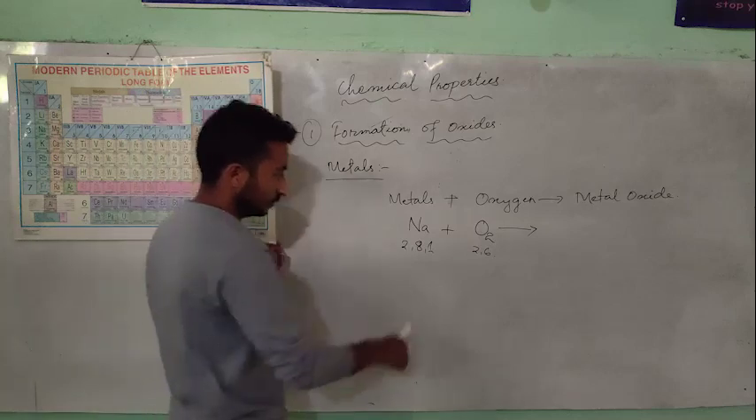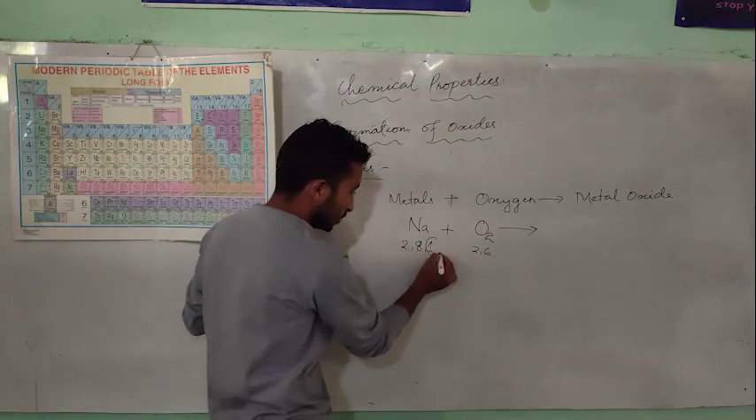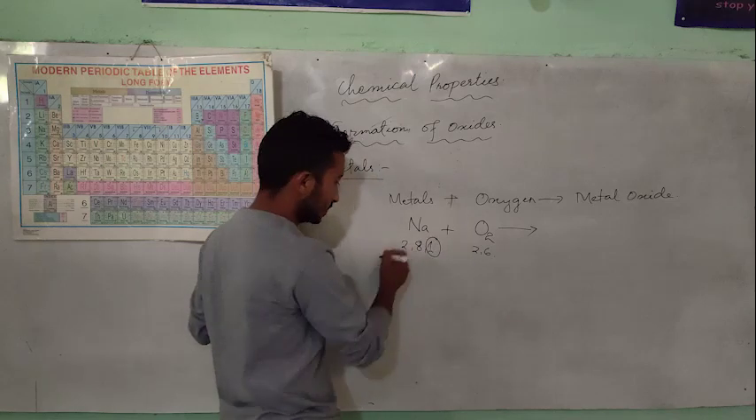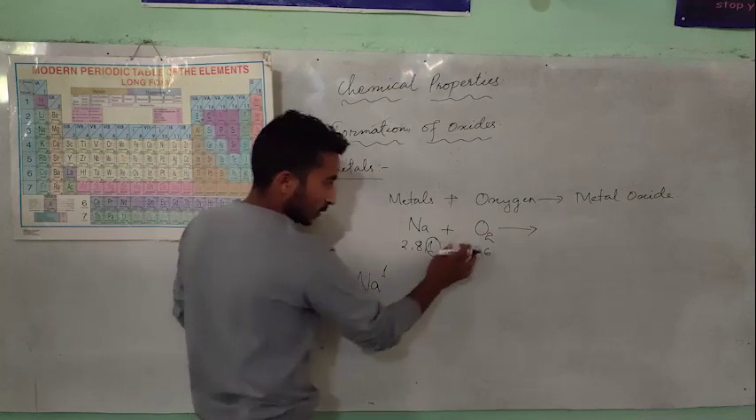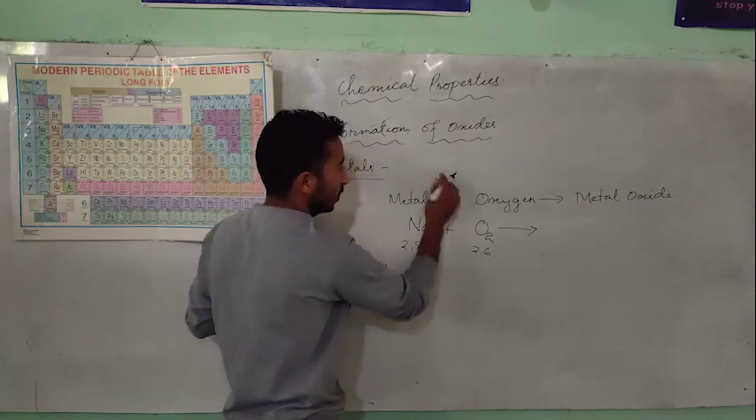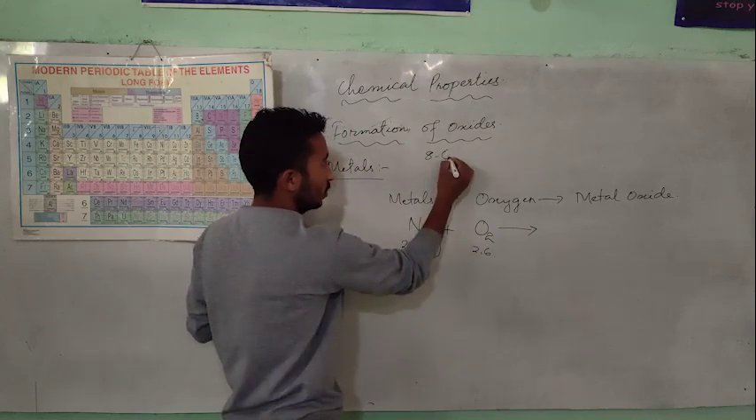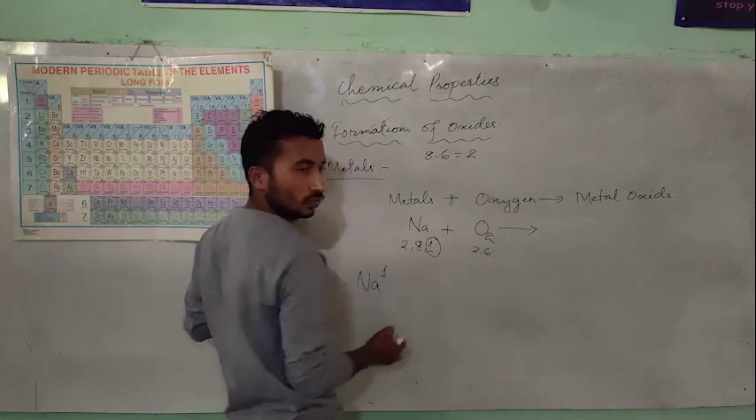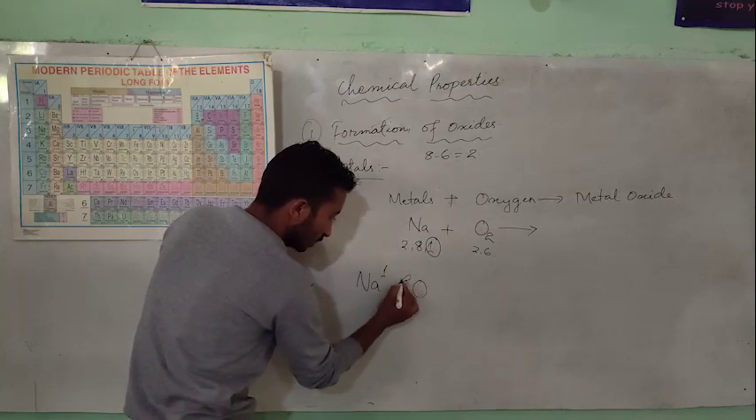After that, we will apply what we did in chemical bonding. Sodium has 1 electron in the valence shell, so the valency of sodium is 1. Oxygen has 6 electrons. If it is more than 4, then we subtract from 8. So here it is 6, and 8 minus 6 is 2. So the valency of oxygen is 2. Let's cross them over.